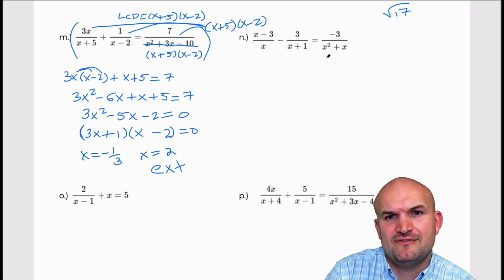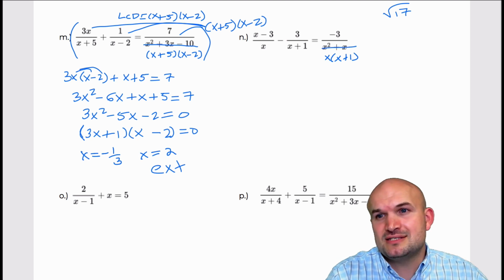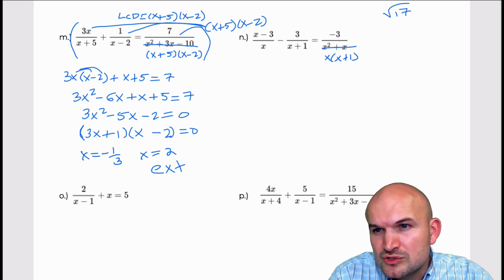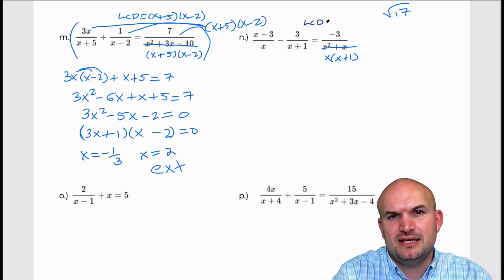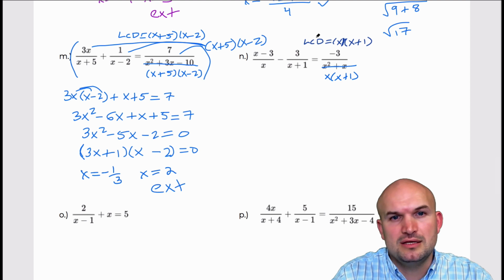So next one, again, I can factor out the x. So that's going to be an x plus 1. All right, let's do a different color. Let's do a darker blue. So I can say my LCD in this case is going to be x times x plus 1. So we'll multiply everything times x times x plus 1.